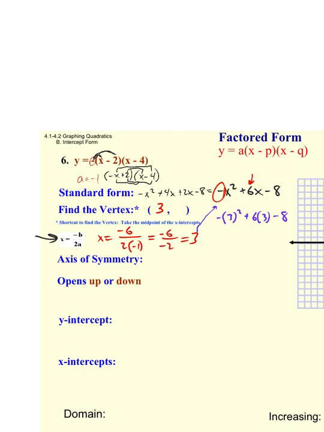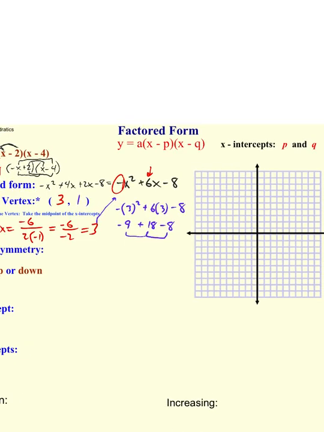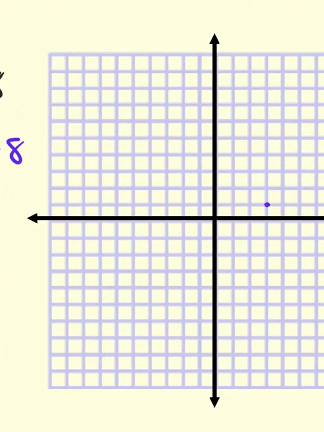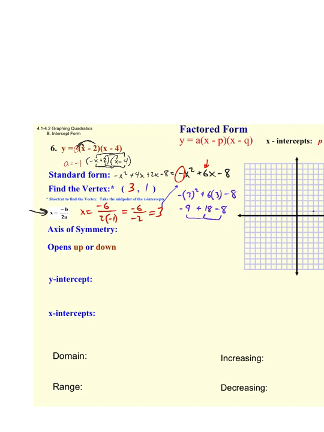Again, 3 squared is 9, but that's a negative out front, so that's negative 9, plus 18, minus 8. So negative 9 plus 18 is 9. 9 minus 8 is 1. So our vertex for this equation is at the point (3, 1). Okay? Which means our axis of symmetry here would be at x equals 3, because it's always the same as the x-coordinate of the vertex.